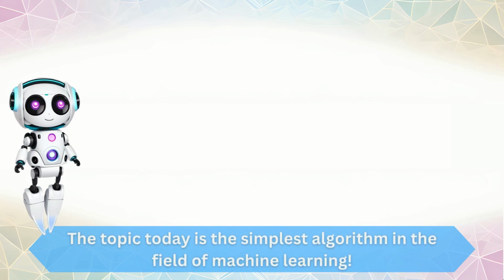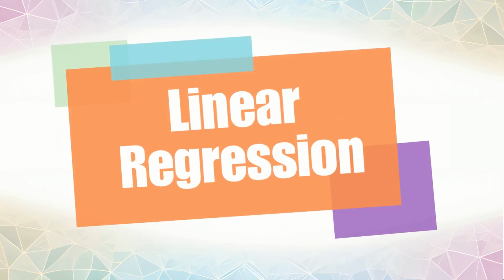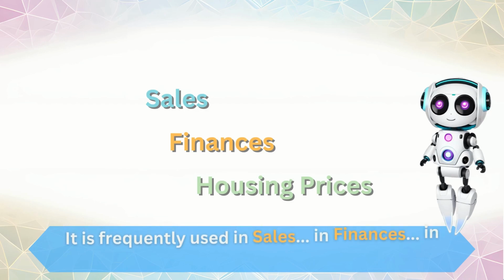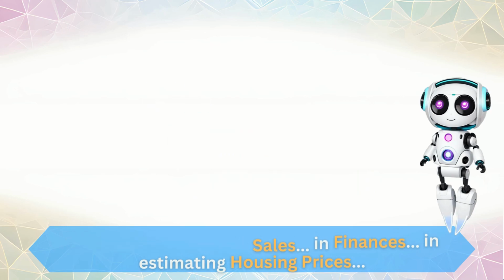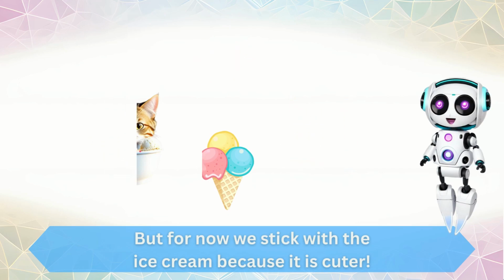The topic today is the simplest algorithm in the field of machine learning. It is called linear regression. Apart from hot days and ice cream, there are some other very common use cases for this algorithm. It is frequently used in sales, in finances, in estimating housing prices. But for now, we stick with the ice cream because it is cuter.